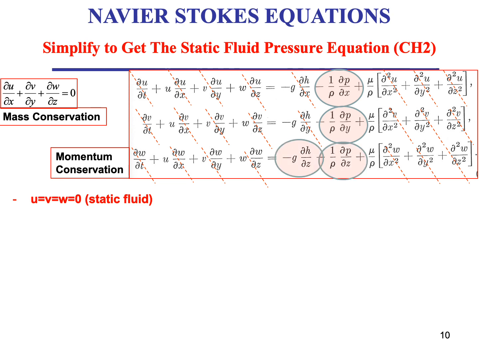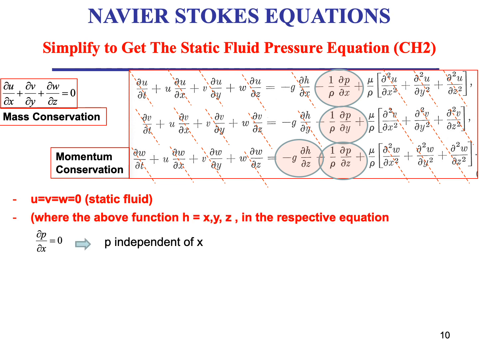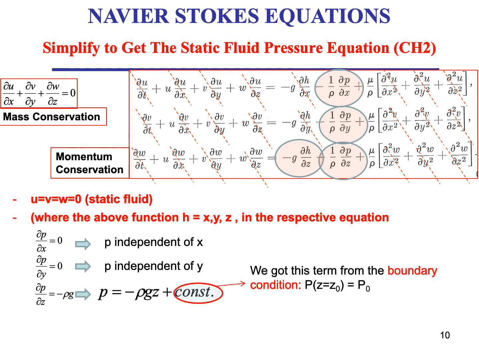As you see, we relate the gravitational term to the pressure gradient term, so let's clean those up. dp dx and dp dy are 0, so pressure is independent of x and y, and we end up with dp dz equal to minus rho g, which is the equation we derived in chapter 2 for static fluids. So we started by assuming we have a static fluid. Excellent.